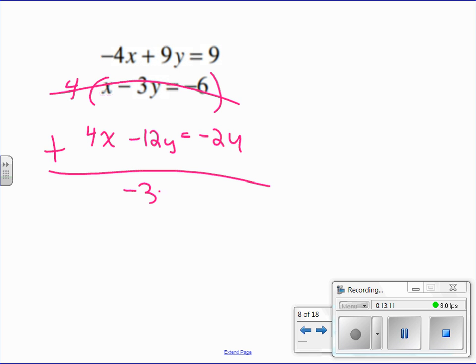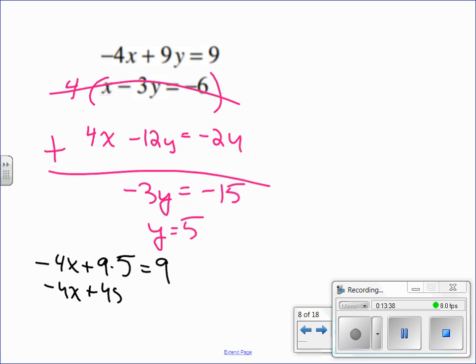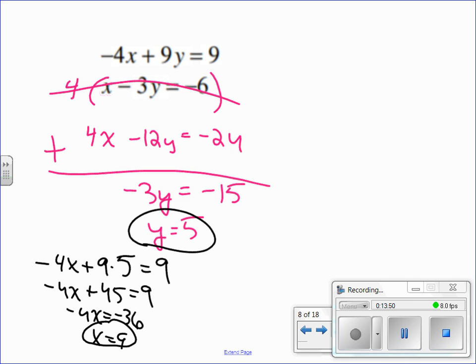Alright, so let's go ahead and solve this out. The x's are gone. There's negative 3y's. And there will be a negative 15 when you add the 9 and the negative 24. That gives you a y value of 5. When you go to plug it back in, I'm going to go ahead and use my top formula, just because it's not crossed out. It's negative 4x plus 9 times y. I'm making my y my 5. And getting 9. And then you're just solving this equation. So we got like 45. 9 minus 45 would be what? Negative 36? Which makes that a 9. So 9 and 5.